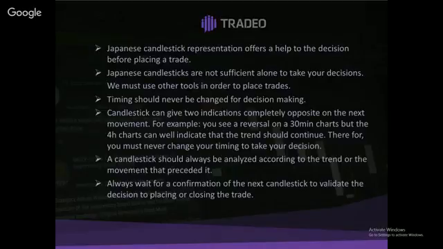For example, you see a reversal on the 30-minute chart, but the 4-hour chart can well indicate that the trend should be continuing. Therefore, you must never change your timing to take your decision. When you see a candlestick shape on the 30 minutes, don't look at the 1 hour, the 4 hours, the 5 minutes, the 1 minute, or the 1 day in order to find the same candlestick, because you won't. You cannot use two time frames in order to make a decision. Use only one time frame. A candlestick should always be analyzed according to the trends or the movements that preceded it. Sorry.